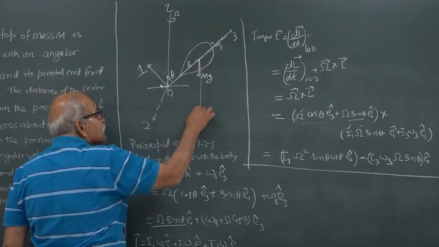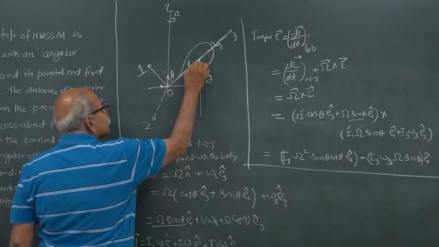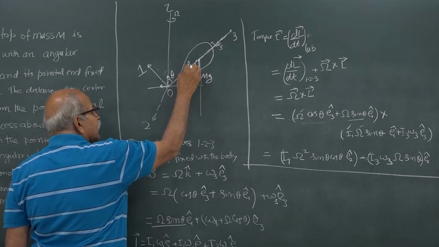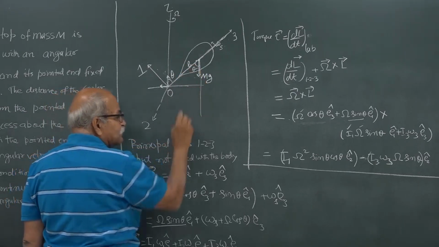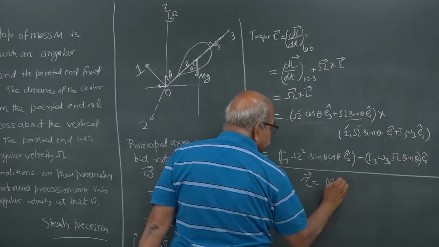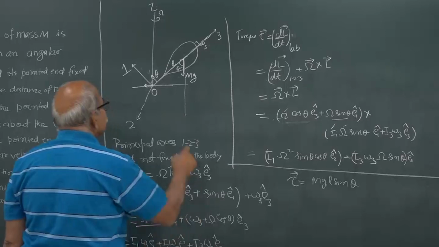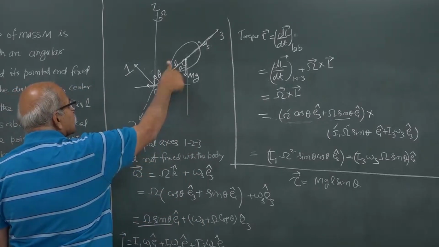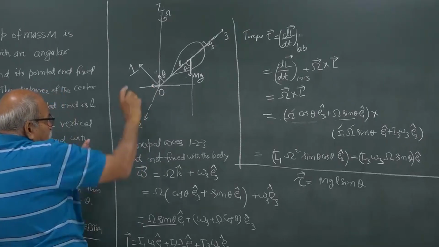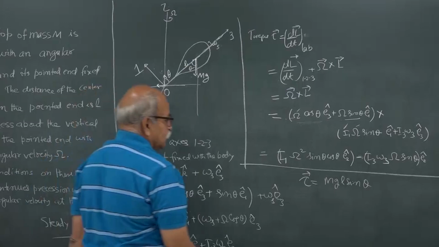And how much is that? If this is mg and this is the point, and this angle is theta, so it is mg and then L sin theta, mg L sin theta. So torque is equal to mg L sin theta. And you can see from this diagram, this torque is clockwise from our side. I am finding clockwise, so it is away from me. So it is minus E2 cap.